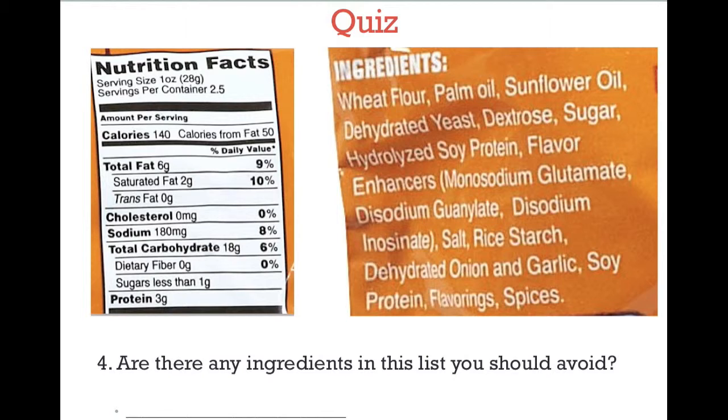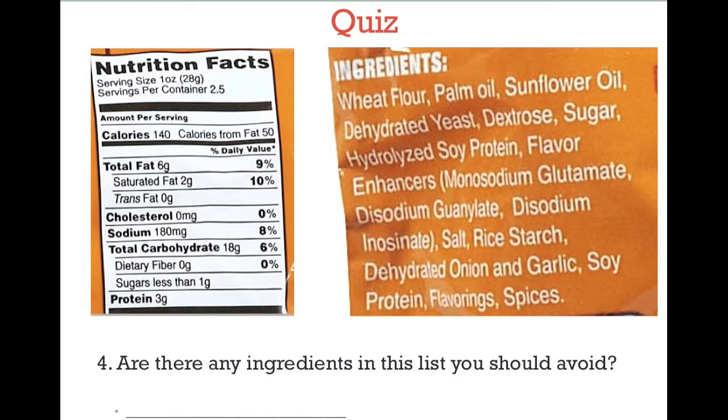Question number 4. Are there any ingredients in this list you should avoid? To answer this question, first look at all the ingredients listed. Ask yourself, how many of these ingredients do you recognize? How many of the ingredients have you never heard of? Write down the ingredients you do not recognize. There may be several of them. If you don't recognize an ingredient, look it up. You should know what you are putting in your body. When it comes to answering this question, everyone will have a different answer. The point is to get you thinking, and there is no right answer.